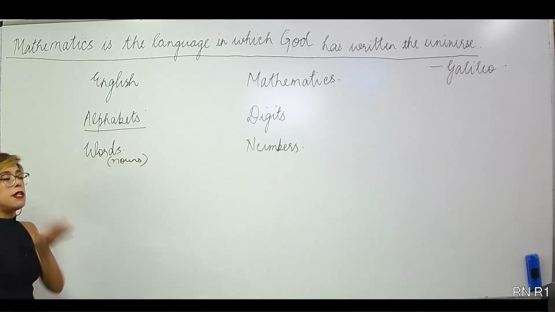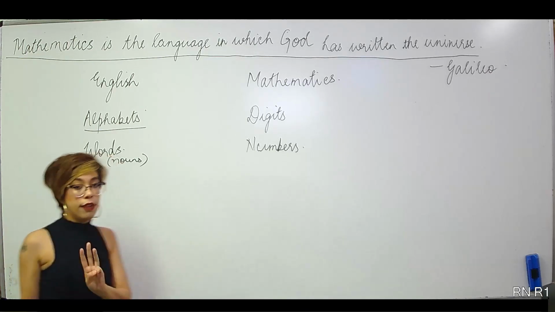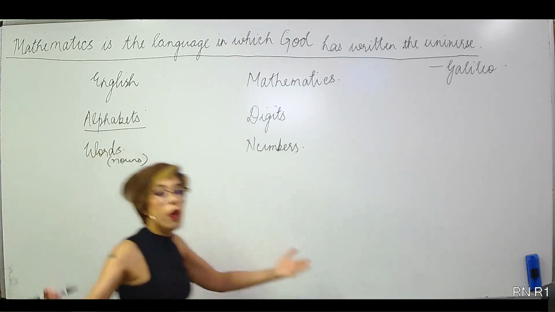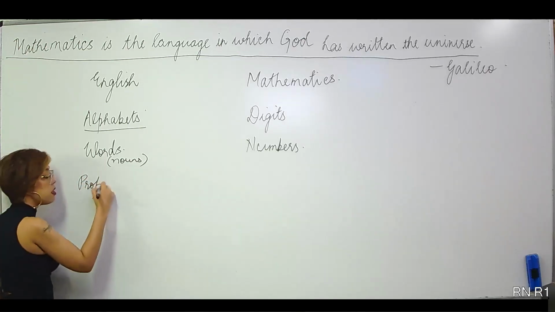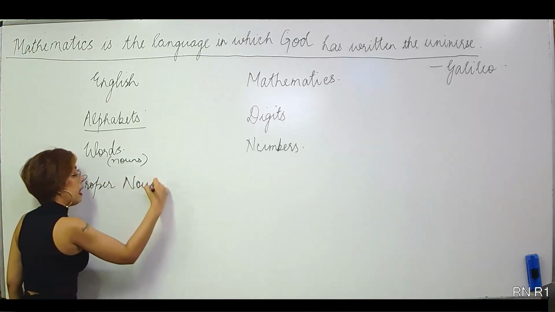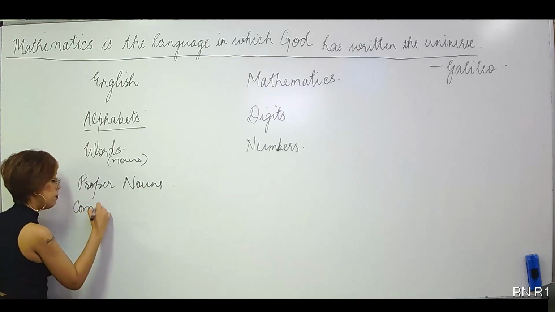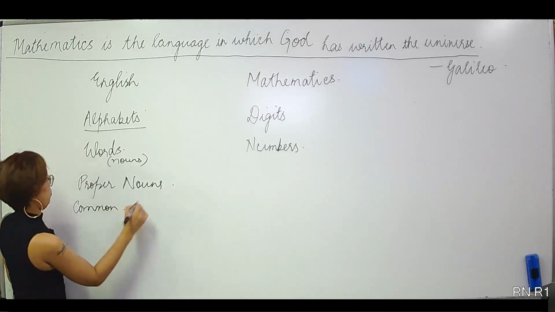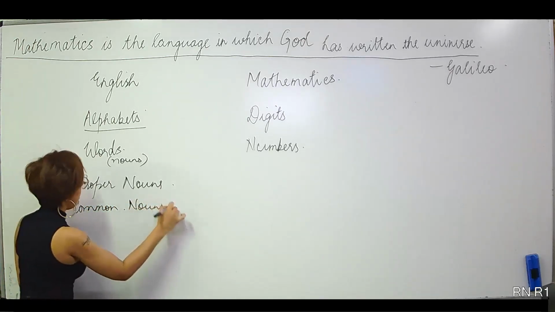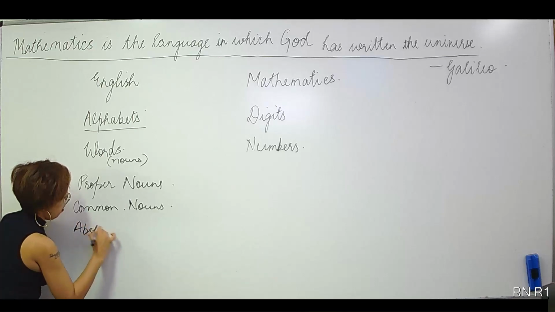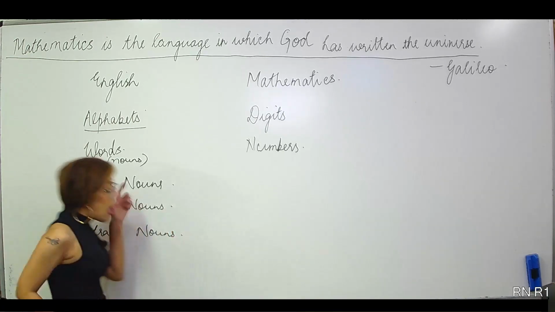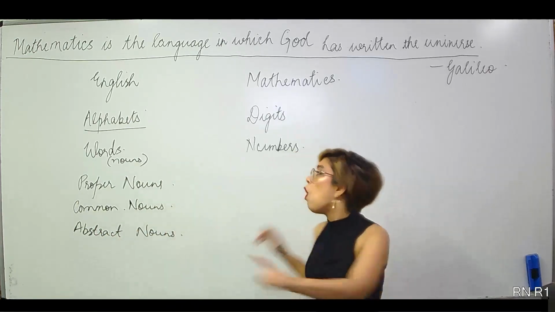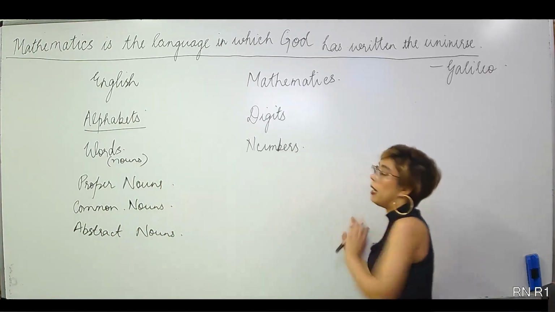Right? So, I'm specifically just going to talk about three kind of nouns. I know there are more. But I am just going to talk about the three main ones. The proper noun. Then there was common noun. And then there was abstract noun. Right? Just think about the analog of each of these in mathematics.